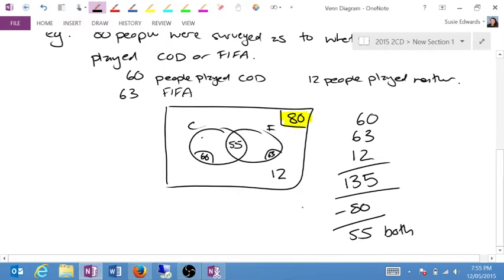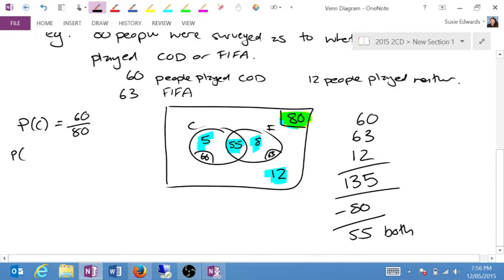So then 5 people played only Call of Duty and 8 people played only FIFA. And in total, we should then be able to add up these numbers here, 5, 55, 8 and 12, and they should all add up to 80. So you should be able to double check that. From here, we can then answer lots of questions like we've done earlier. So what's the probability that they played Call of Duty? We work out the bubble for Call of Duty. So it's not 5, it's 60. So 60 out of 80.